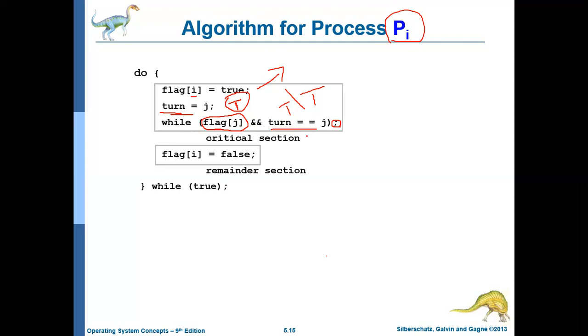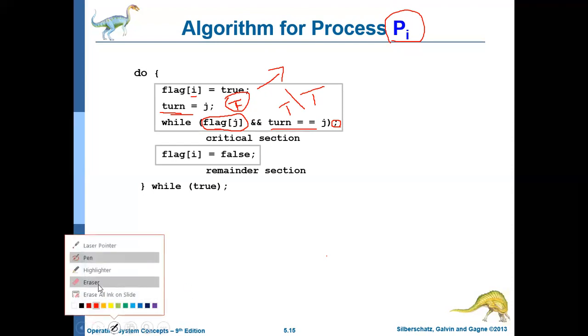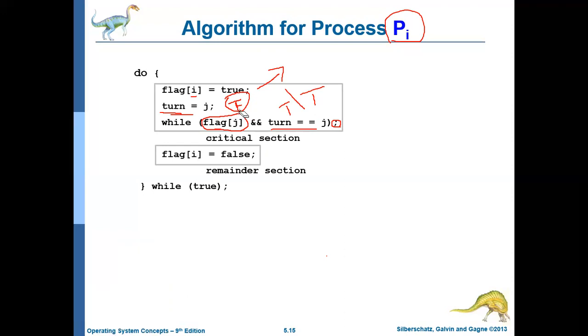What is flag of j and what is turn equal to j. Turn is always j, but it keeps on checking flag of j. So it keeps on waiting until the jth process becomes false. As long as flag of j is true, it will be waiting. So if flag of j is true, what does it mean?